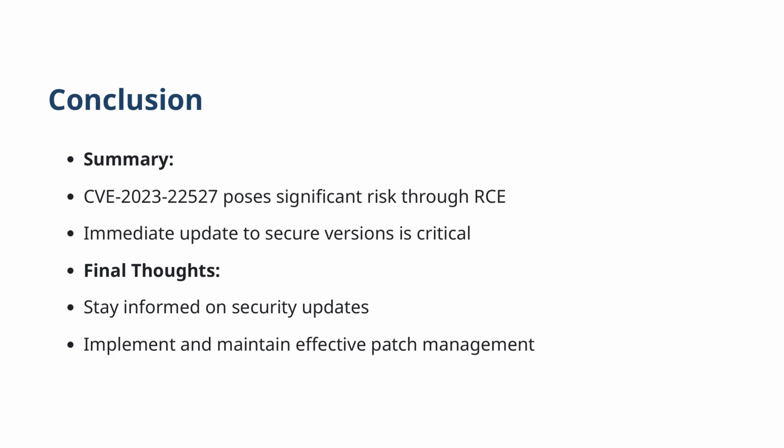In conclusion, CVE-2023-22527 is a critical vulnerability that represents a significant risk due to its potential for remote code execution. It's imperative to update to secure versions immediately to mitigate this threat. In summary, ensuring system security requires staying informed about the latest security updates and consistently applying effective patch management practices. Regular updates and vigilance are key to protecting your systems from such vulnerabilities. These measures help maintain the integrity and security of your infrastructure, keeping potential threats at bay and safeguarding your operations.